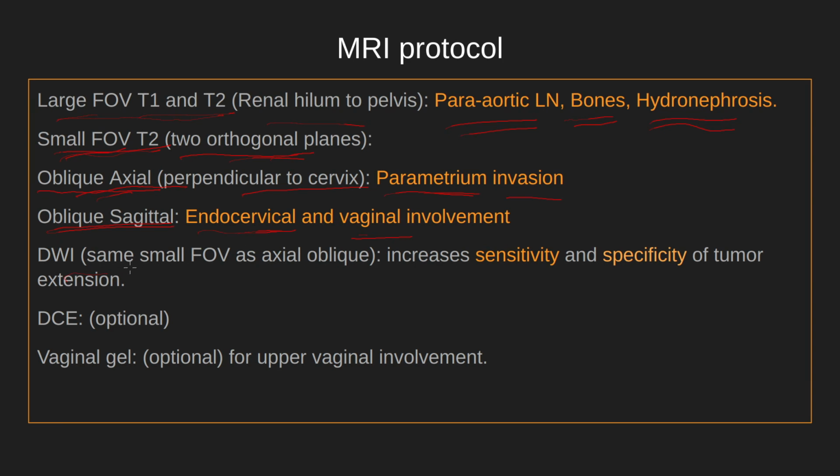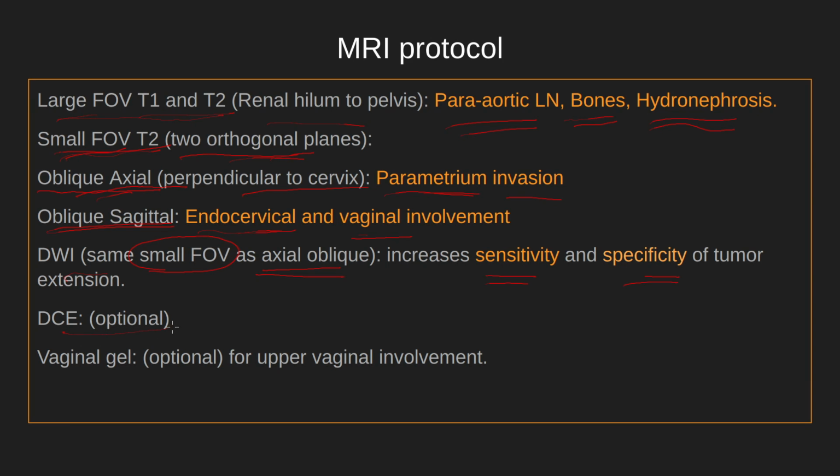DWI has an added advantage and is not necessary all the time, but it definitely adds value in difficult cases. An important thing to consider is that DWI should also be acquired in small field of view and in the axial oblique plane, so that if there is any questionable area that we are not sure about on oblique axial T2 weighted images, we can refer to the DWI images. DWI increases the sensitivity and specificity of tumor detection and extension into the parametrium.